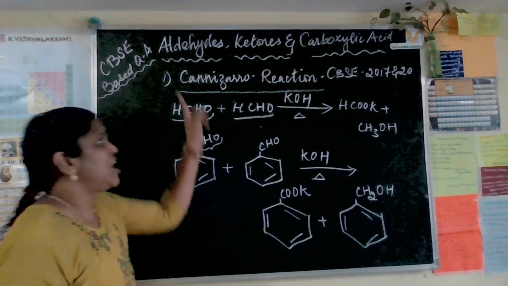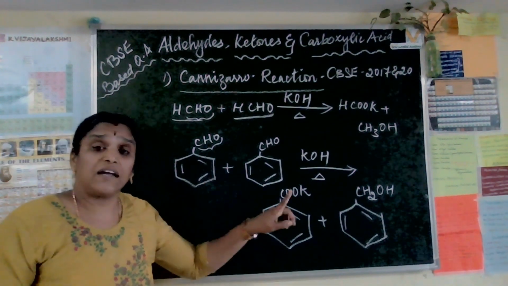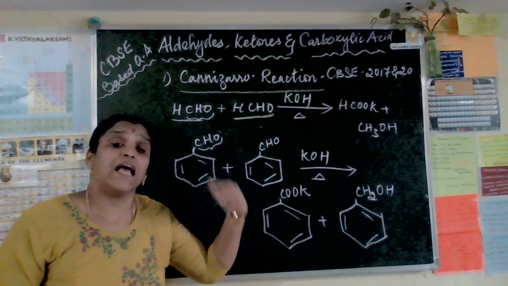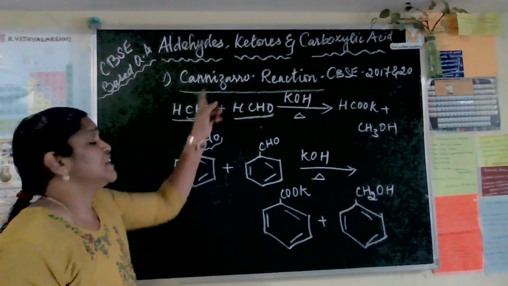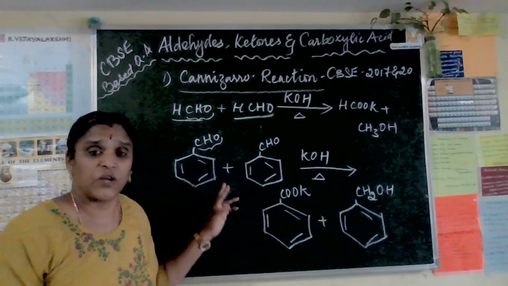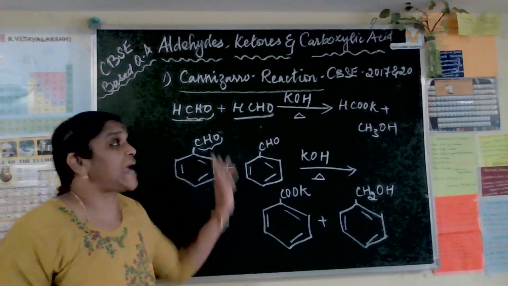Now this is called the Cannizzaro reaction. Aldol reaction is for those having alpha hydrogen; the one which does not have alpha hydrogen is called the Cannizzaro reaction. Hope you're clear with this Cannizzaro reaction.